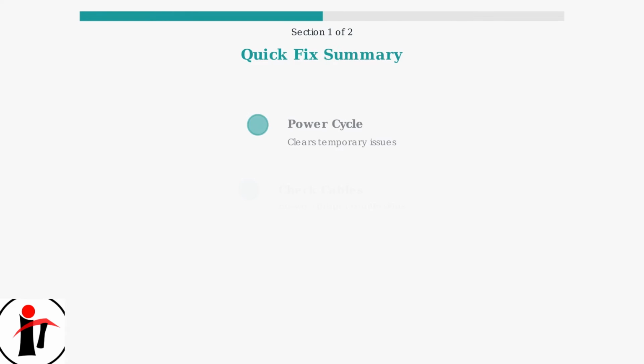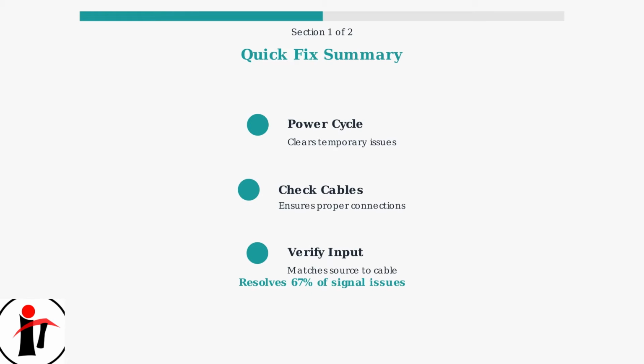These 3 basic troubleshooting steps resolve most Sceptre monitor signal issues quickly. Power cycling clears temporary glitches, checking connections ensures proper physical contact, and verifying input source eliminates configuration errors.